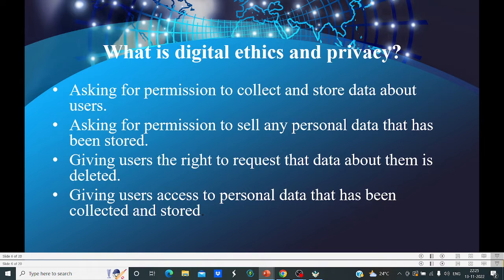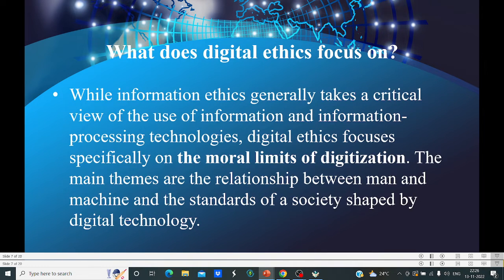Only then is the app open and useful to us. For example, it asks permission to collect the data, where it will be collected, where it will be stored, and where it will be secured, and whether it is personal data or public data, and the data has to be stored in a particular place, and whether to request the data to be deleted or not, and how to access the users, and how to access, store and collect, that comes under digital ethics and privacy also. Next we move on to the part of what digital ethics focuses on.